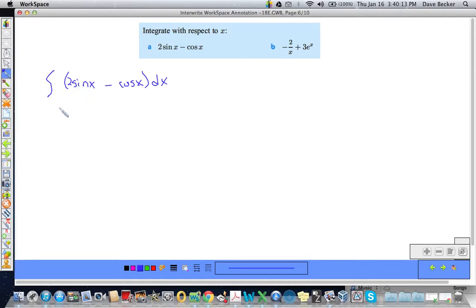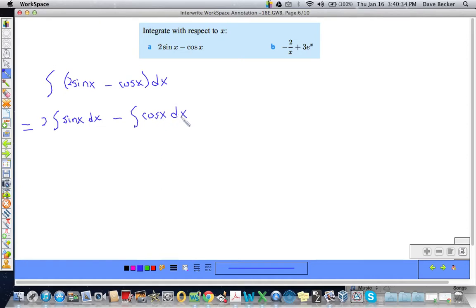Now the 2 has no bearing on what's going on, so if you wanted to, you could rewrite this whole thing as 2 times the integral of sine x dx, just to be able to bring the 2 out front, but it's really not necessary because you can do it in your head. Minus the integral of cosine x dx.